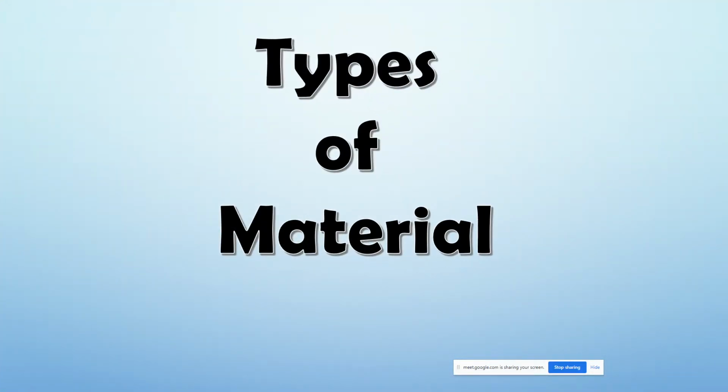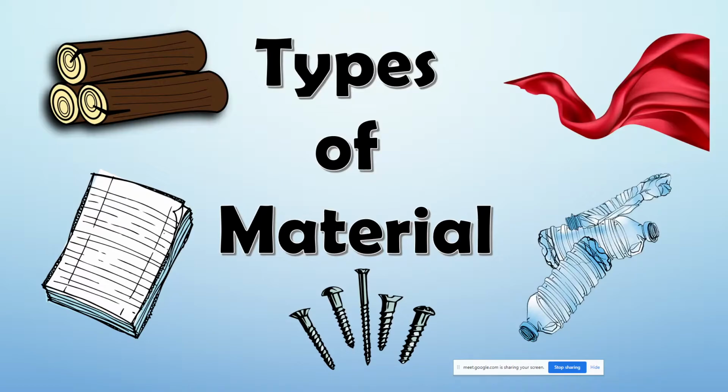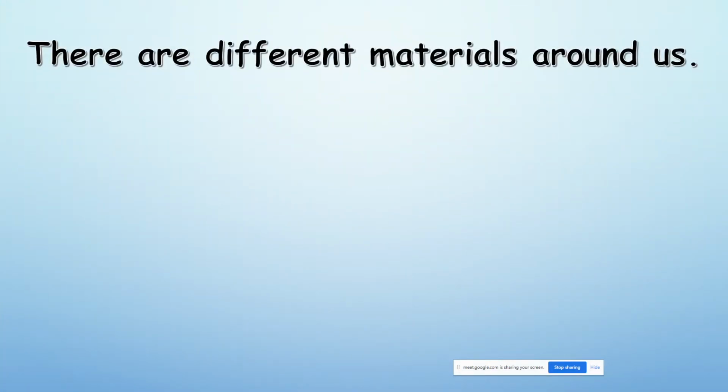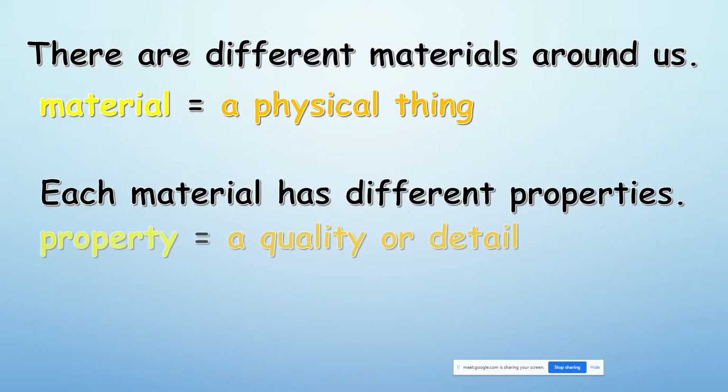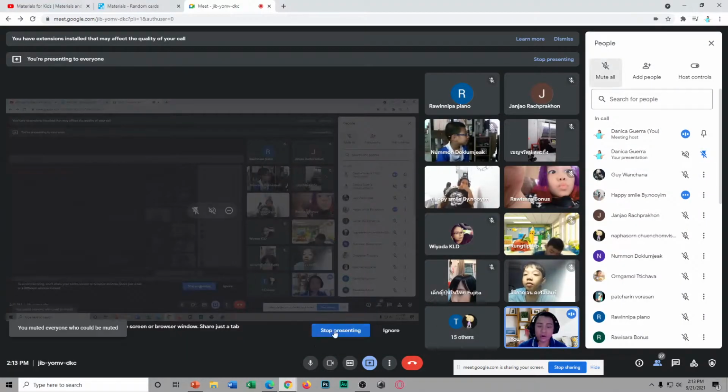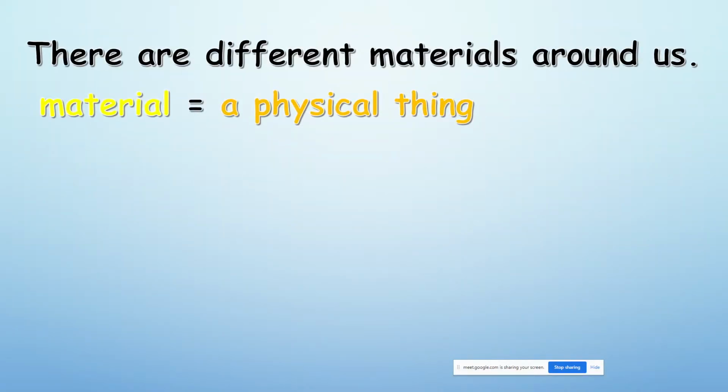Today we will be discussing the types of material and also the different properties of material. But before that, let us discuss the types of material. There are different materials around us. When you say material, it means a physical thing. When you say properties, it means a quality or detail. Again, a material is something that you can touch, something that you can use in making another thing.